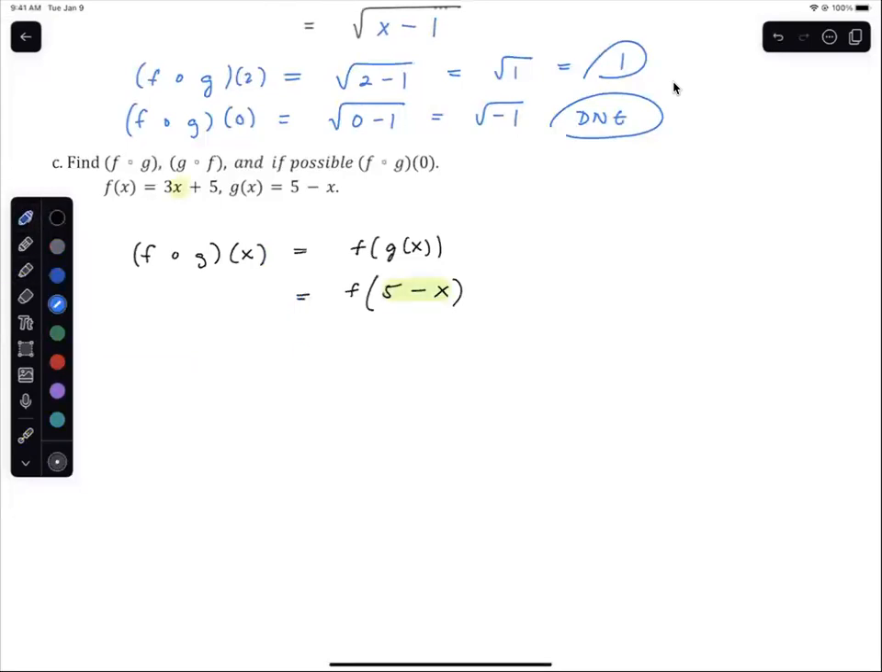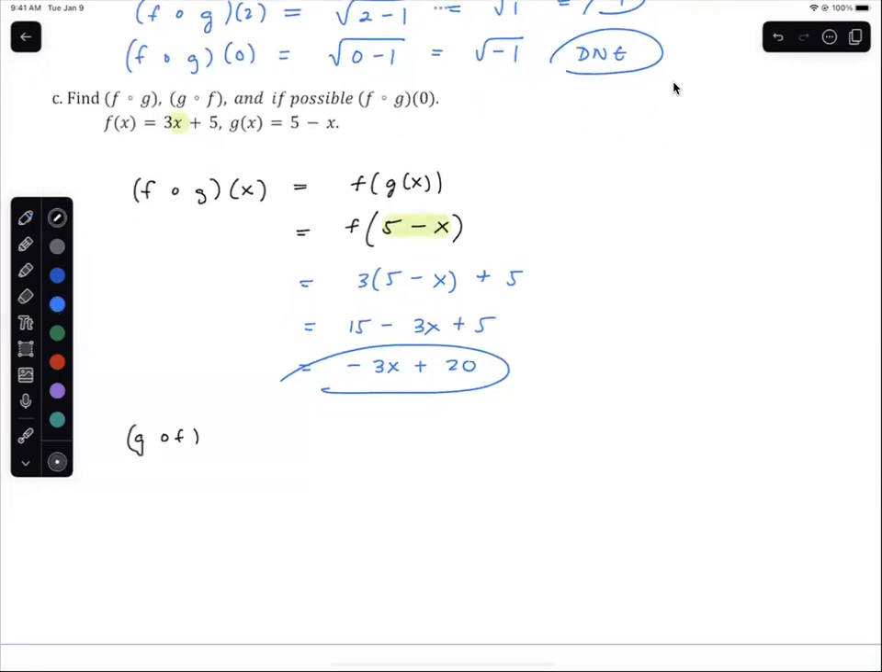So it's going to be 3 times 5 minus x plus 5. Distributing, you get 15 minus 3x plus 5, which is negative 3x plus 20.